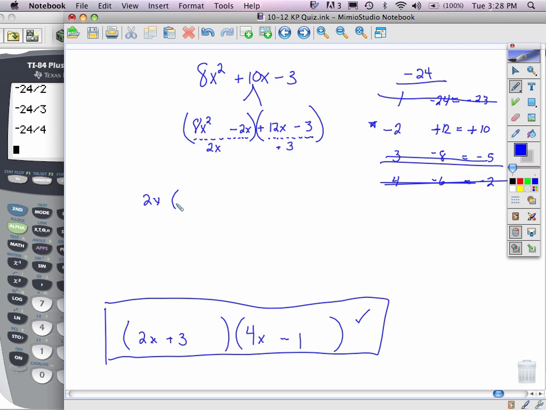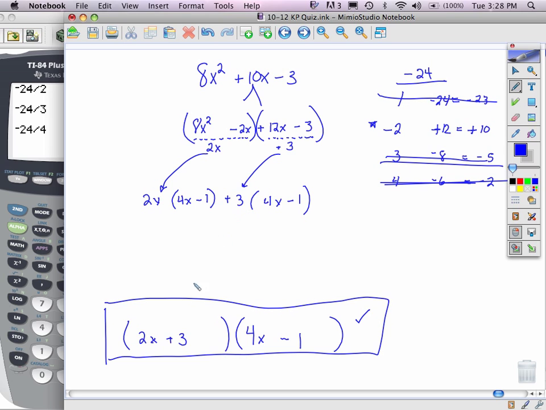But you could say 2x parentheses 4x minus 1. Okay, I just divided 8x squared divided by 2x, negative 2x divided by 2x. Bring out the plus 3. I get that from over here. And I have 12x divided by 3 is 4x. Negative 3 divided by 3 is negative 1.